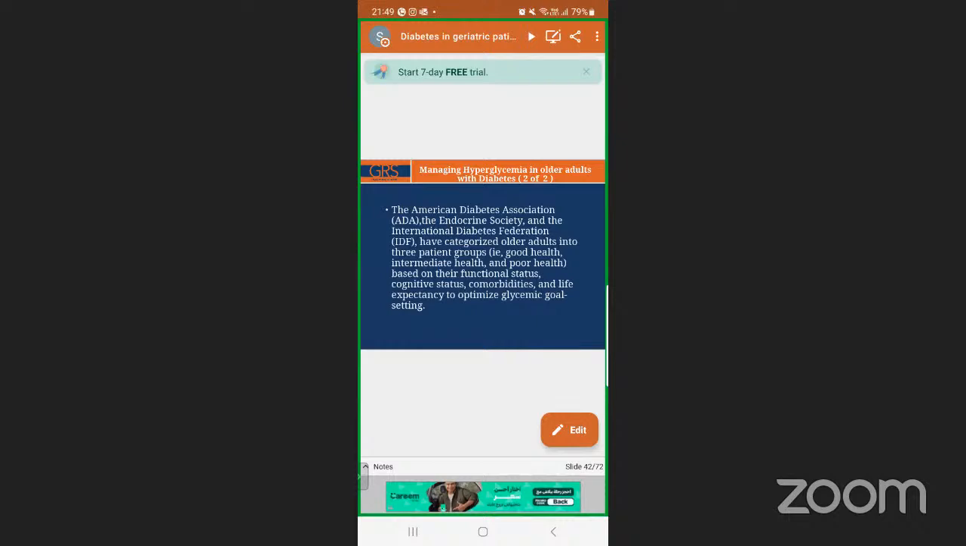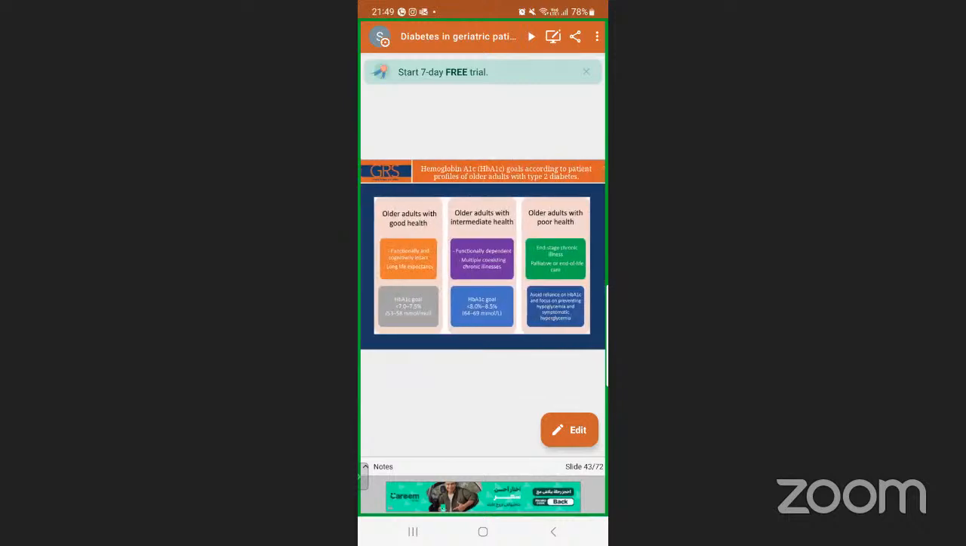And these are the hemoglobin A1C goals according to the patient profiles of older adults with type 2 diabetes. Older adults with good health who are functionally and cognitively intact with longer life expectancy: the hemoglobin A1C goal is less than 7 to 7.5. Older adults with intermediate health who are functionally dependent with multiple coexisting chronic illnesses: the hemoglobin A1C goal is less than 8 to 8.5. While older adults with poor health who have end-stage chronic illnesses, palliative or end-of-life care, it is recommended to avoid reliance on hemoglobin A1C and focus on preventing hypoglycemia and symptomatic hyperglycemia.